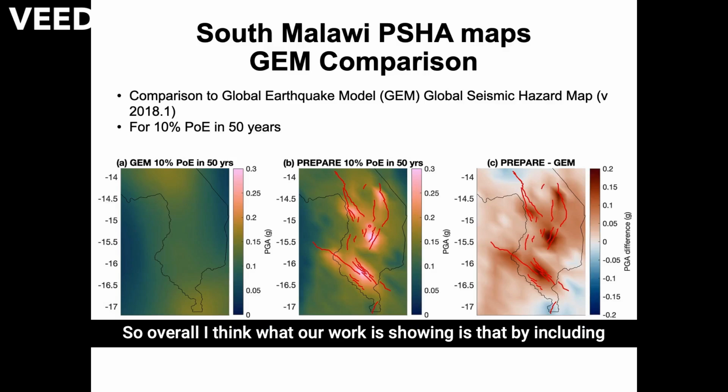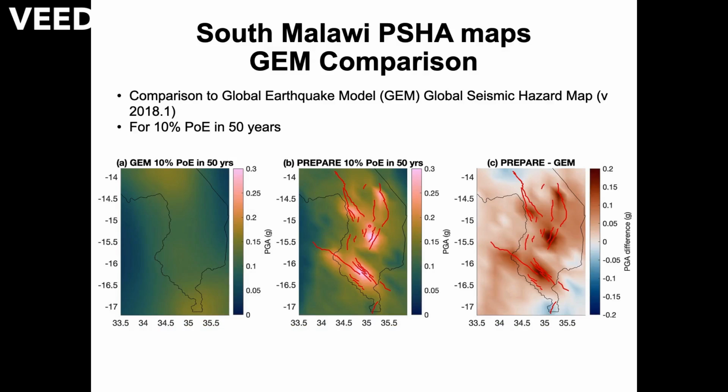So overall, I think what our work is showing is that by including geologic and geodetic data in East Africa, even though we don't have any on-fault slip rate measurements, we can use some kind of geological theory on how regional strain might be distributed. We can use that information in a meaningful way in seismic hazard.